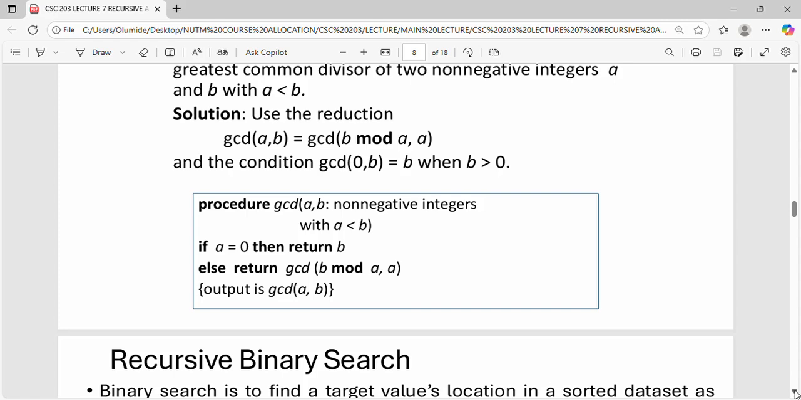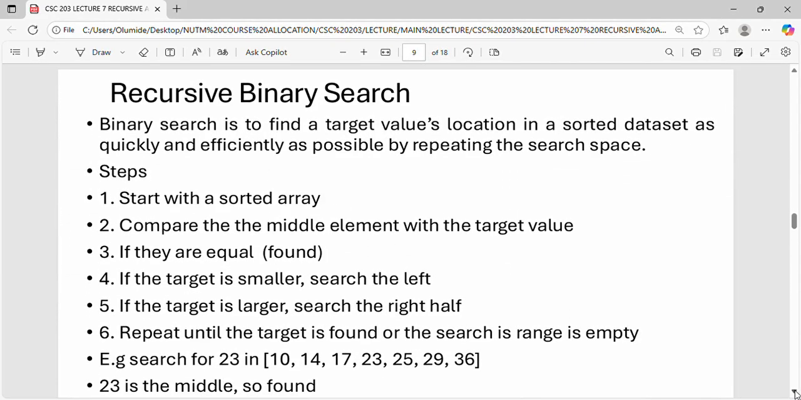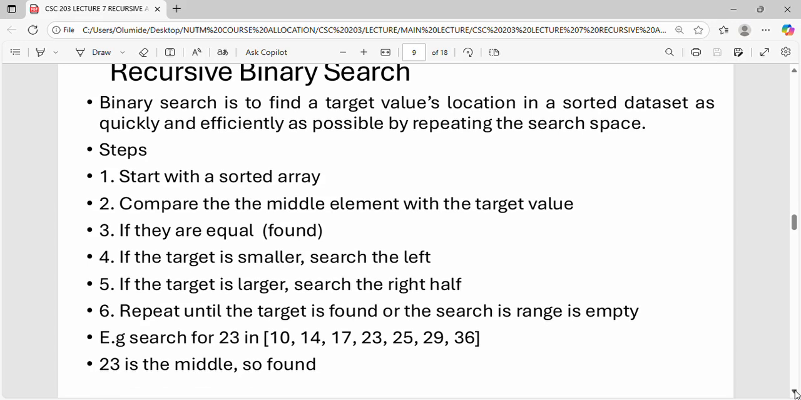Okay, now let's go to recursive binary search. What do we mean by recursive binary search? Binary search is to find the target value's location in a sorted data set as quickly and efficiently as possible by repeatedly halving the search space. The steps involved: assuming we have a range, a set of data, we first sort it in either ascending or descending order. And after sorting, we split it into 2.